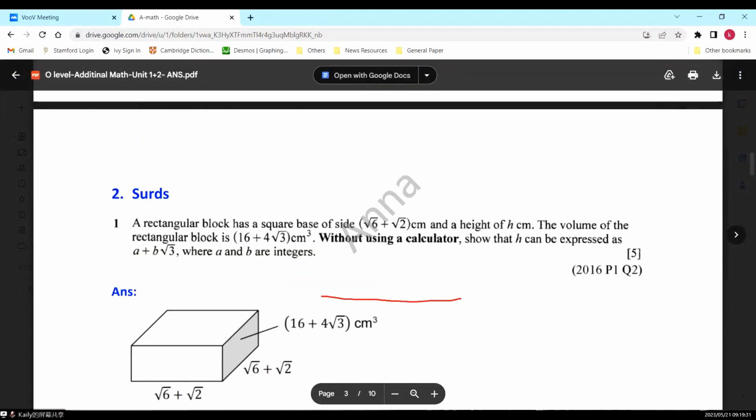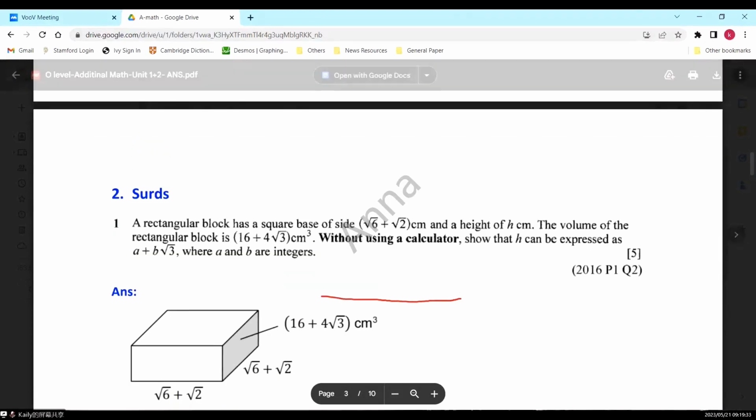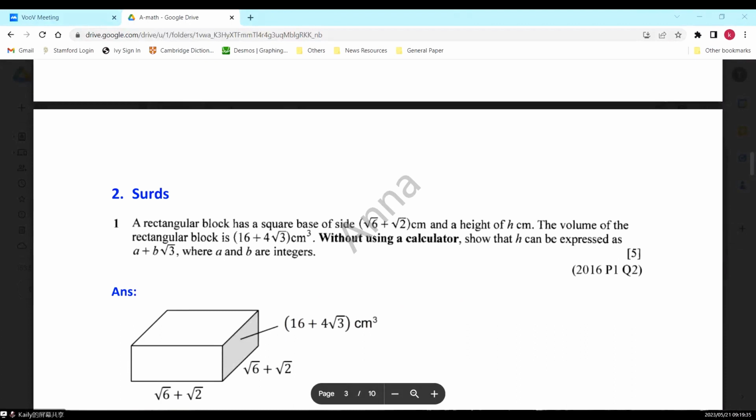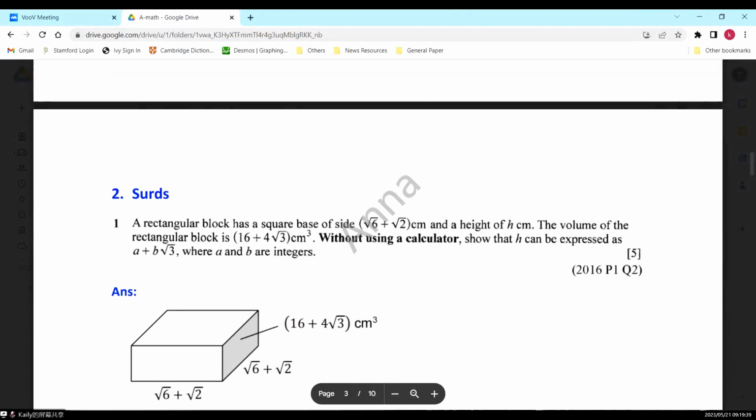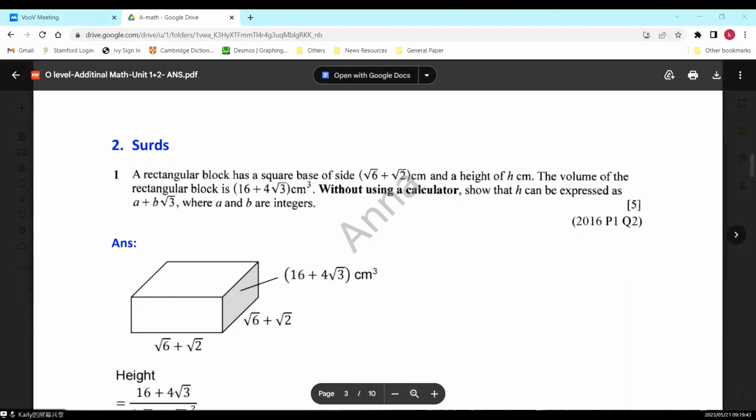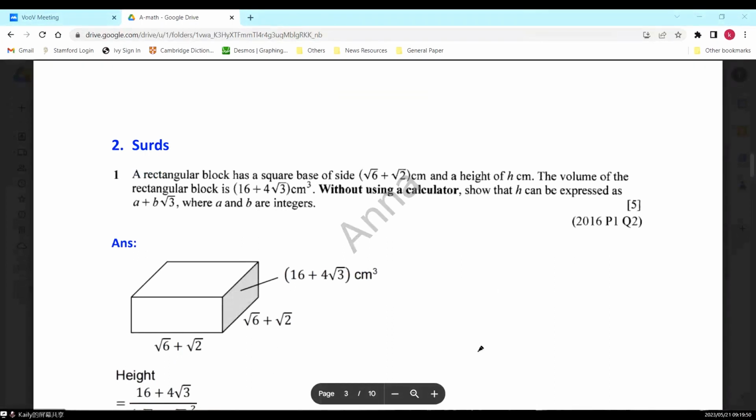So anyway, this is how the diagram looks like. I believe that in the exam, should you encounter such a question, the diagram will have already been drawn for you. More often than not, if the question is a bit complicated, then what the markers usually do is that they provide you with a diagram so that you'll be better able to understand what the question is talking about. Okay.